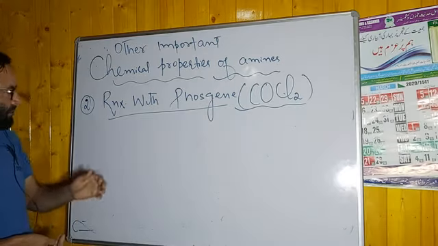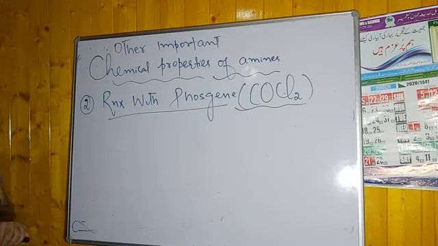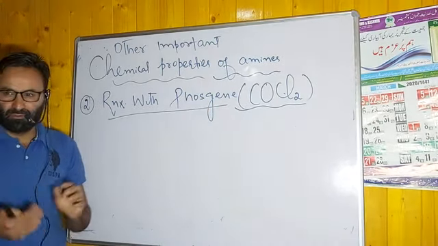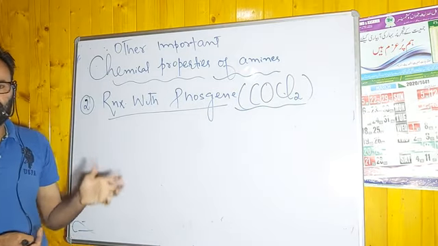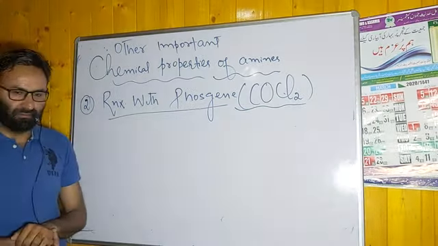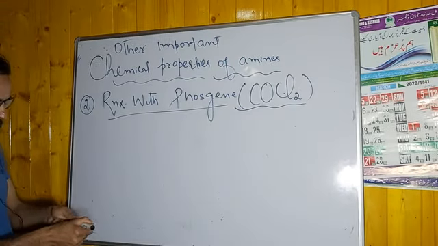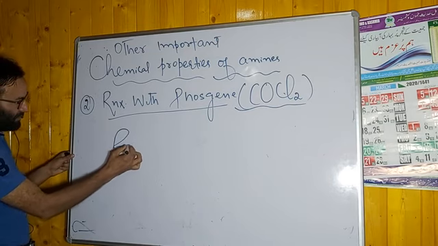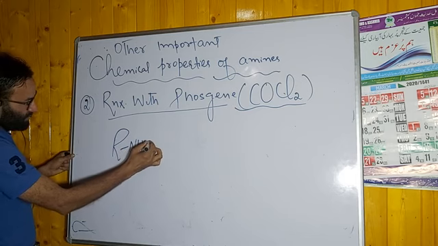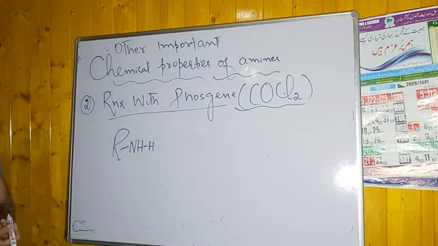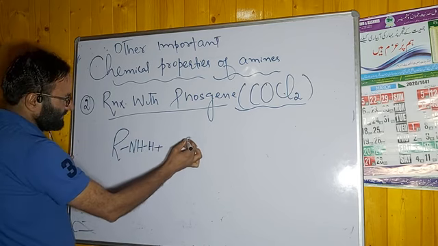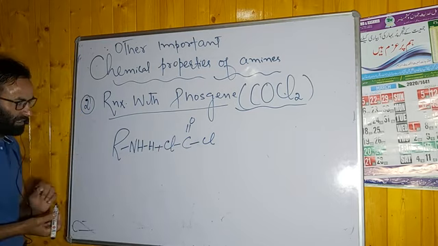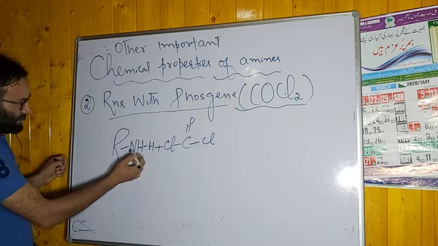Now here we will discuss a second important reaction, with phosgene, that is carbonyl chloride. It is a poisonous gas, phosgene. Now we will see how amines react with phosgene. Remember this point. We will take the case of 1 degree amine first. If you have R-NH2, this is a 1 degree amine, plus phosgene, C double bond O Cl2. This is carbonyl chloride. Here HCl will come out.